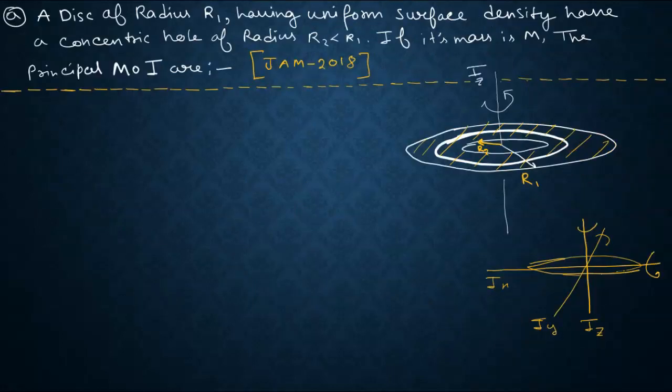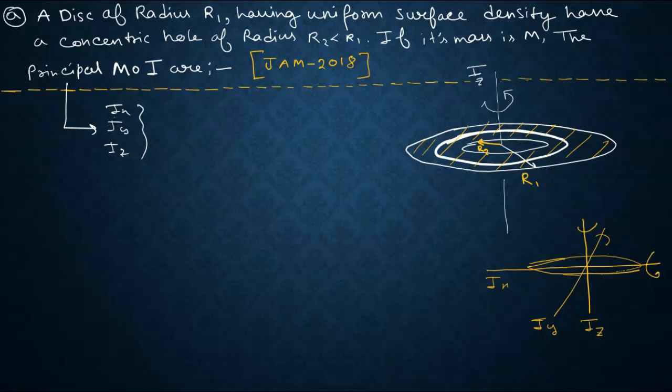This question is from JAM 2018, where we're asked the moment of inertia of a disk of radius r1 having uniform surface density and a concentric hole of radius r2, which is less than r1. If its mass is m, then the principal moments of inertia are. The principal moment of inertia means basically Ix, Iy, Iz. We have to find all these.